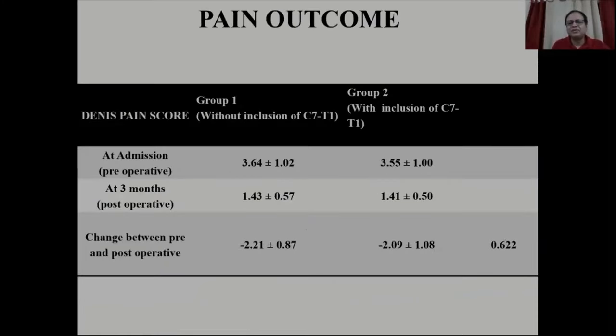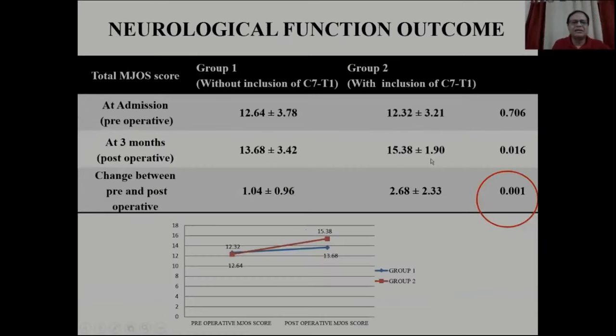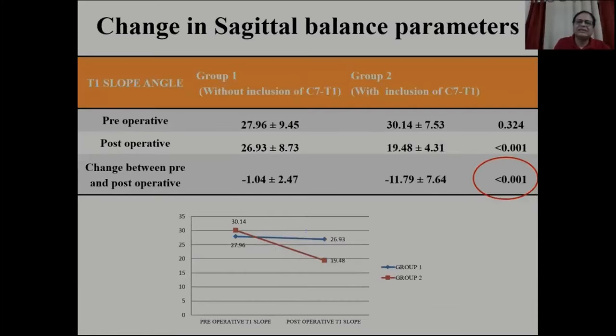What we found is in group two, when the T1 was included, the pain score was significantly less when we had corrected the sagittal balance by including the T1. Similarly, the neurological functional outcome was statistically significant in group two where sagittal balance was corrected. They had a better motor recovery and sensory recovery, and this was statistically significant. And achieving the T1 slope angle was also better when we included T1 rather than not including T1, which was again statistically significant.